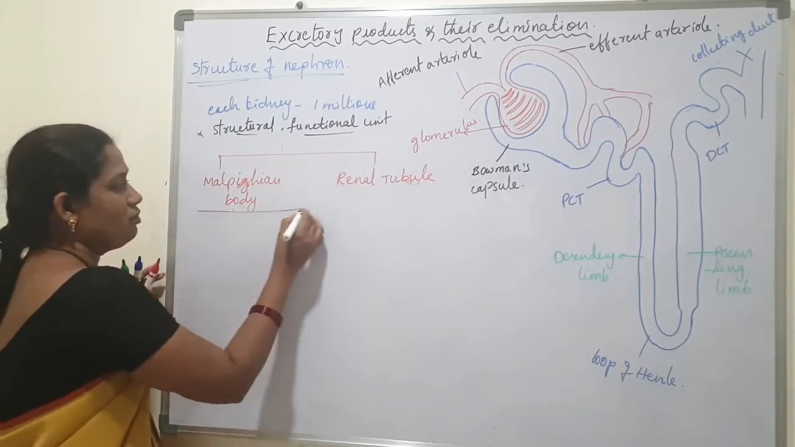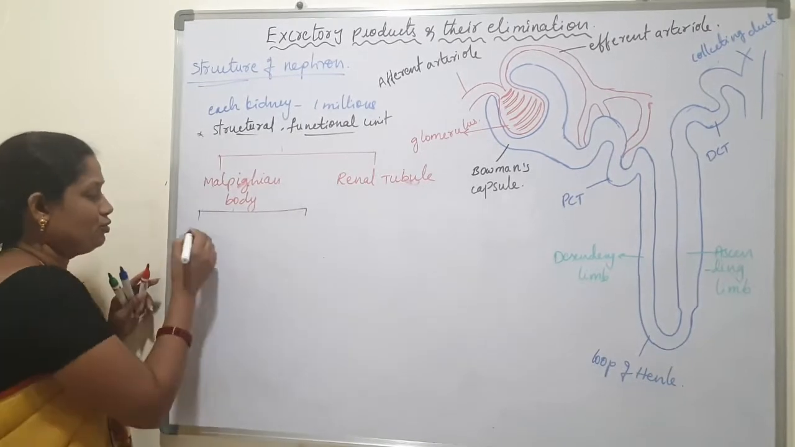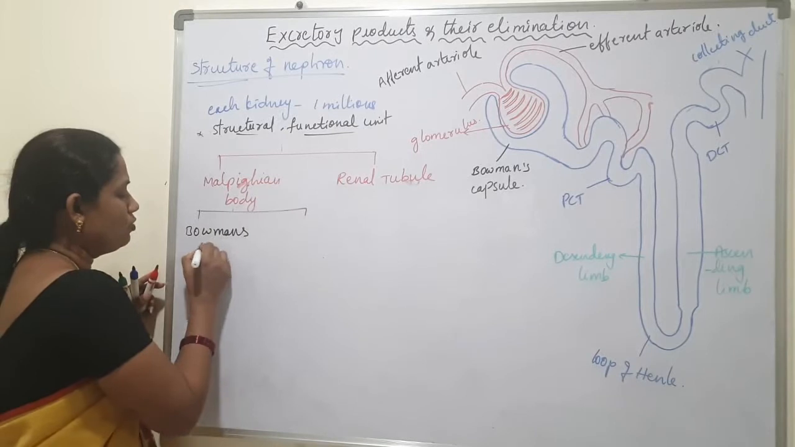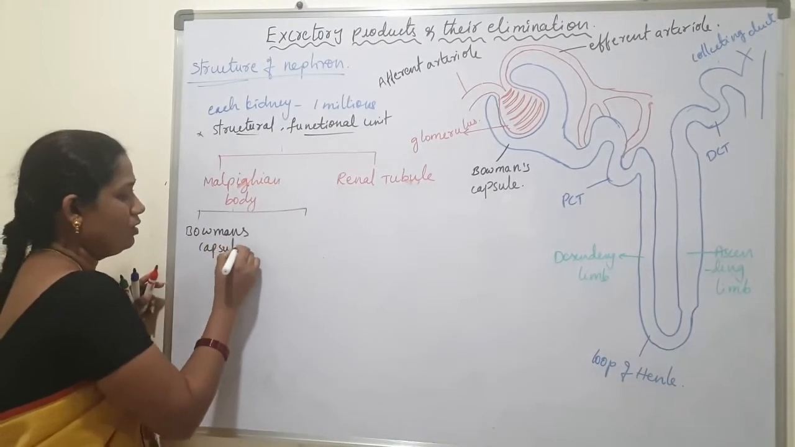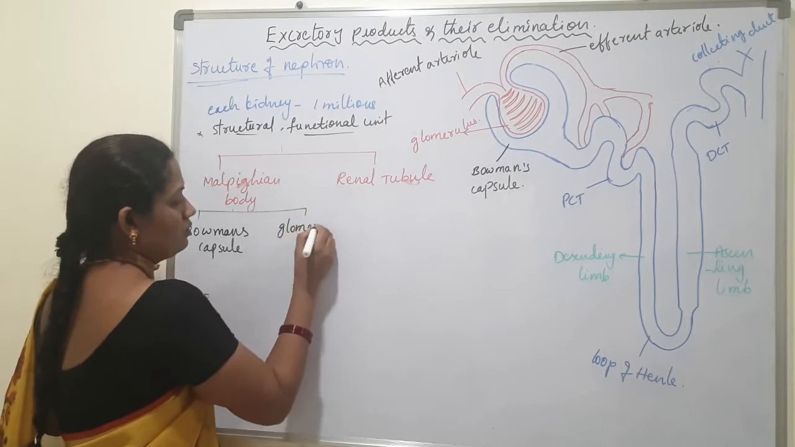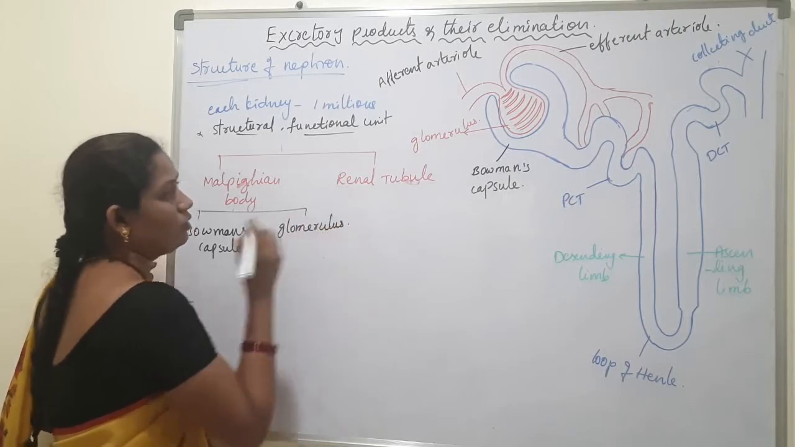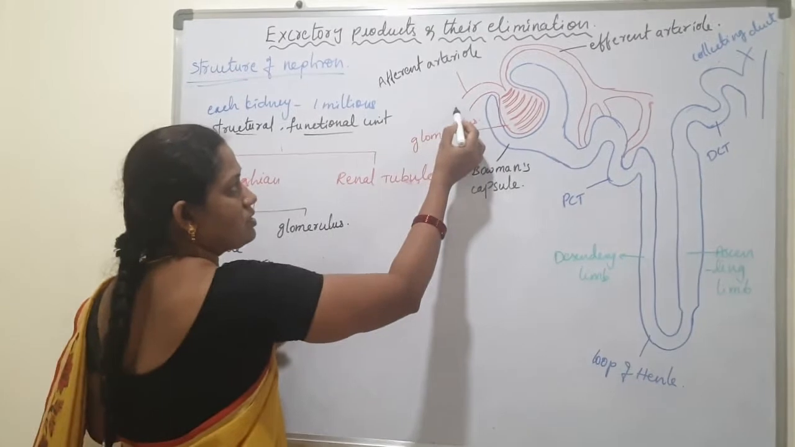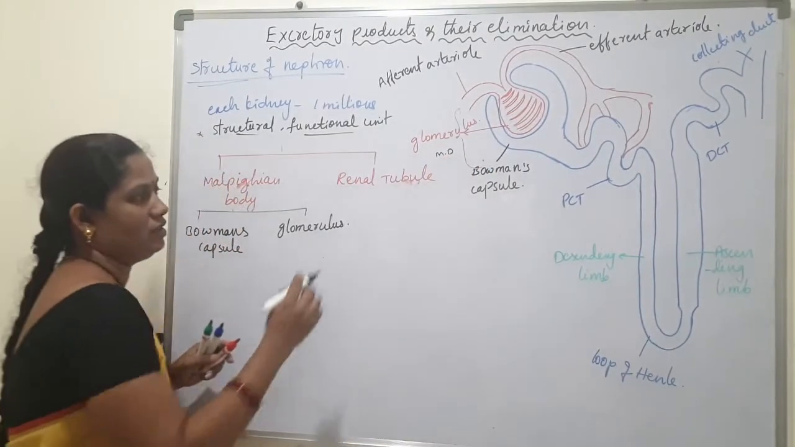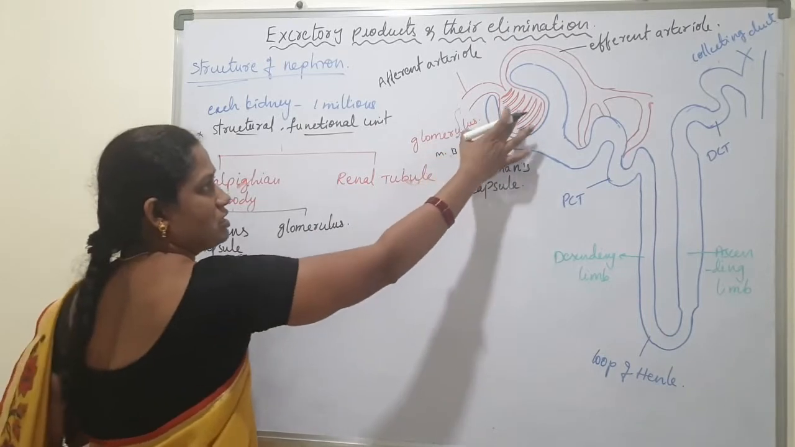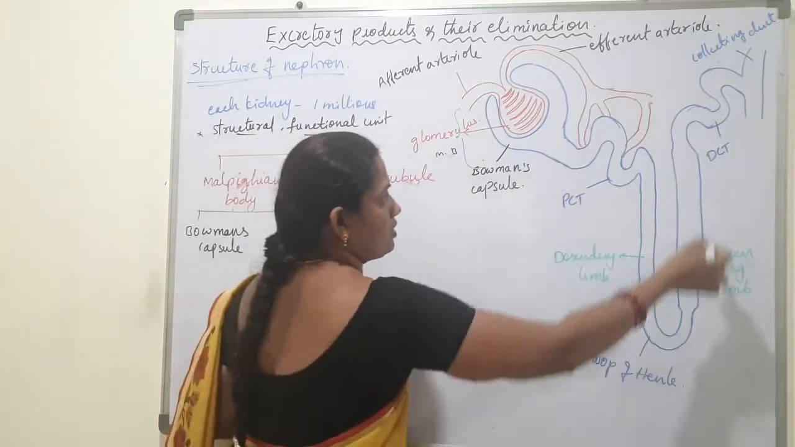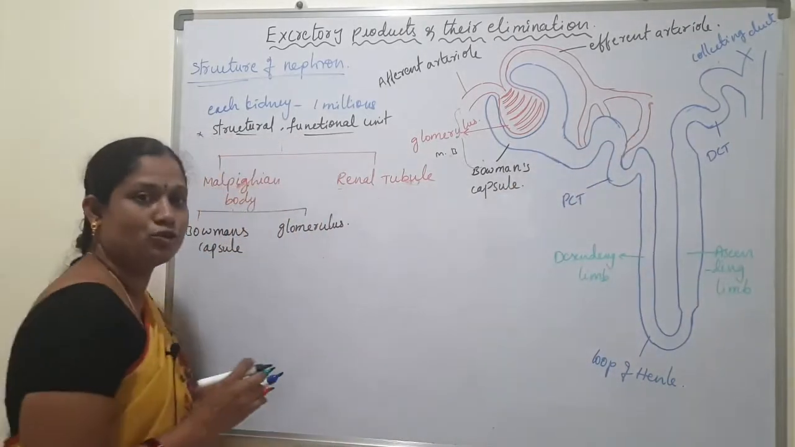Next, the Malpighian body again divides into two parts: the Bowman's capsule and the glomerulus. Here, this structure is called the Malpighian body. Next, this tube-like structure is called the renal tubule.